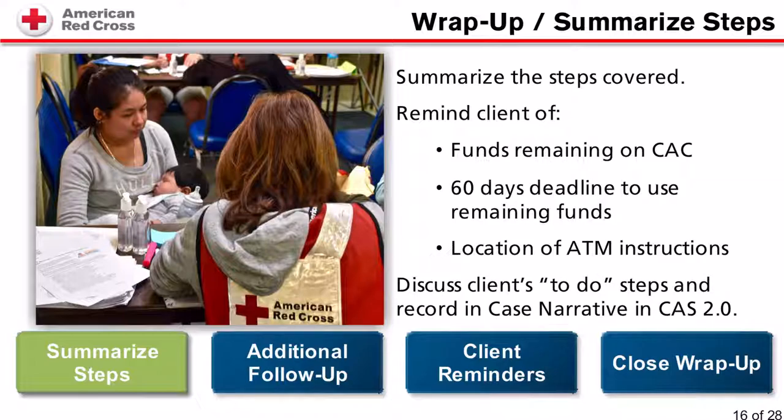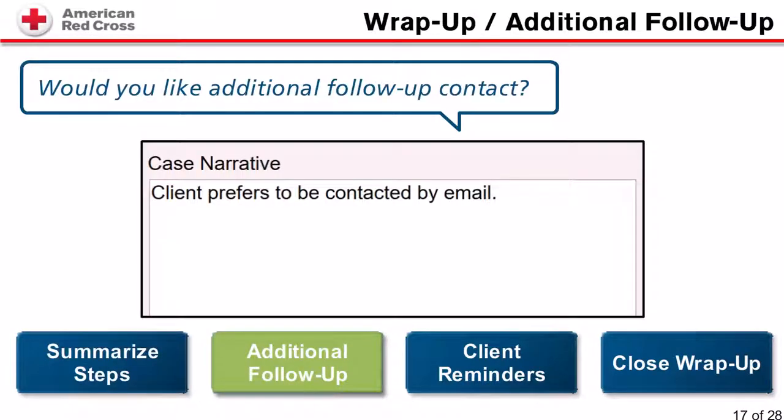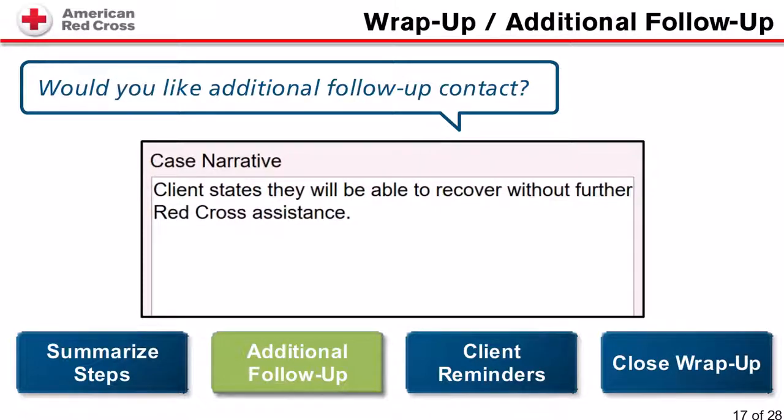Discuss and record the client's to-do steps concisely in the case narrative. Remind the client of any time-sensitive information, tasks, or forms that might need to be completed soon. Ask if the client would like additional follow-up contact. If so, note the preferred method, by phone or email, in the narrative and set the case follow-up priority. If the client says no, they do not need follow-up or any other Red Cross services, add to your narrative note: Client states they will be able to recover without further Red Cross assistance.